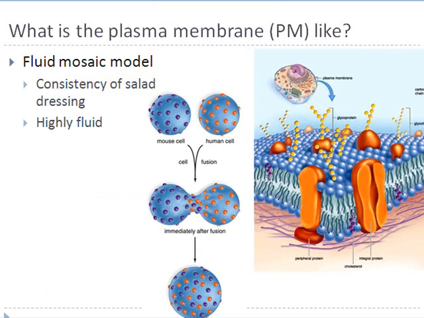The plasma membrane is also called a fluid mosaic membrane. The purpose of calling it a fluid mosaic is that it is a bilipid layer. By bilipid, we mean that there are two layers of lipids. A lipid molecule has a polar head and a non-polar tail. Some of you may have done this in chemistry already.